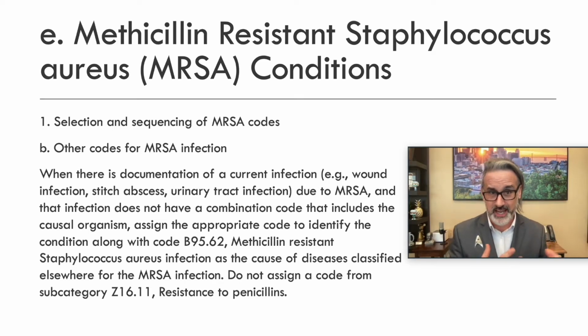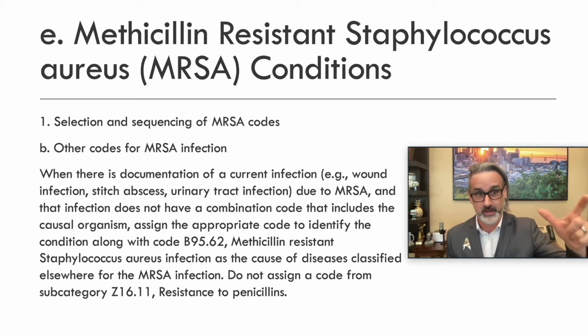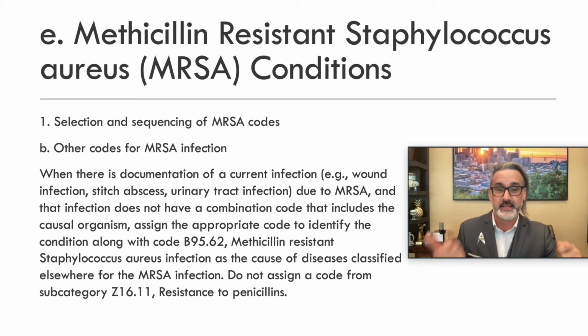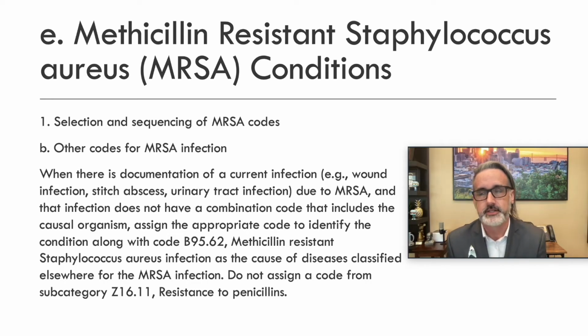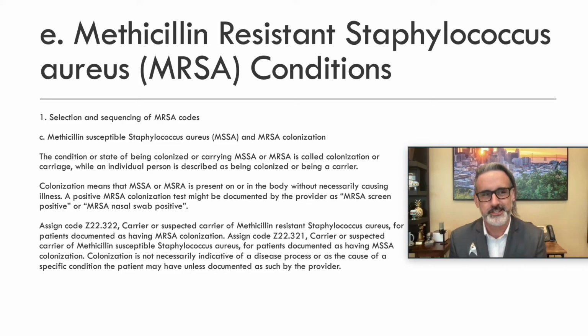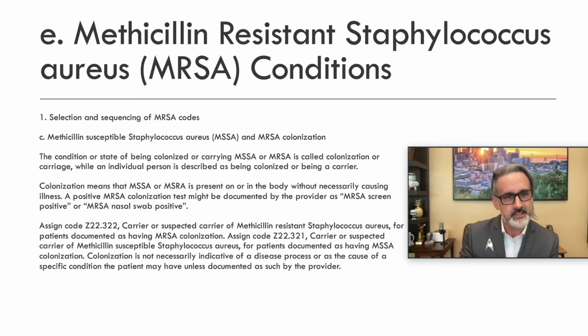So translation, if the patient has an infection that is due to MRSA, but there's no combination code, just like I just mentioned, we code whatever other condition the patient has first, followed by then the MRSA code B95.62 second. So when there's no combination code available, we have to choose the two separate codes in that case. Just two more parts dealing with MRSA, then we'll talk about Zika virus, and then we'll talk about COVID-19. So starting to wrap up here on MRSA, for MSSA and MRSA colonization.